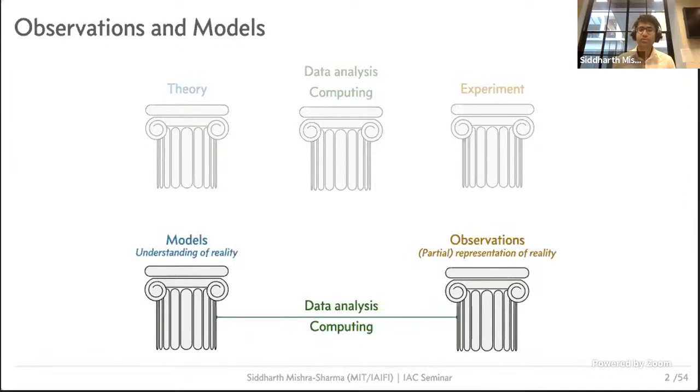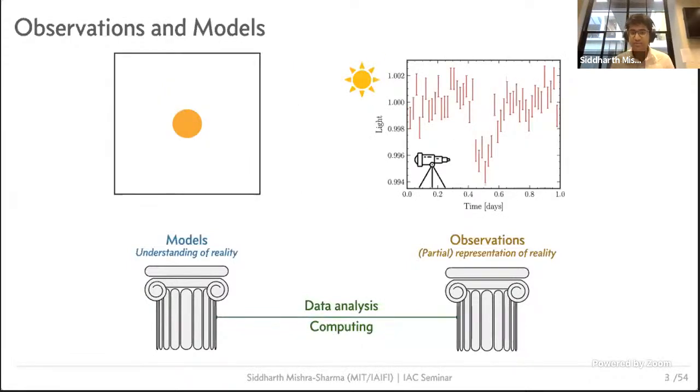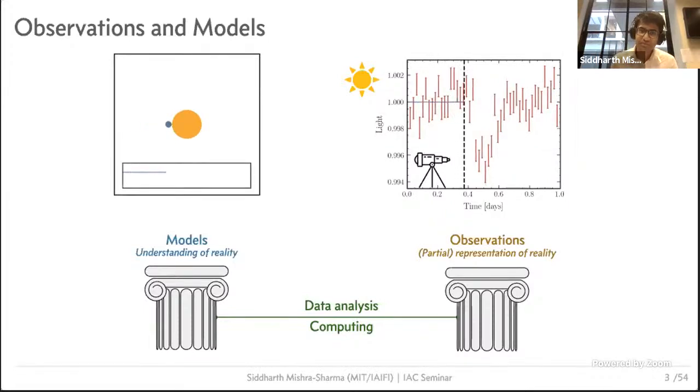But in this case, I'll focus more on how these methods can enable a completely different way to define our physical models. As an example, just to motivate observations and models, an observation could be, on the right here, the amount of light coming from a star as a function of time. You see this little dip right in the middle here. The model that we build for this could be a planet transiting in front of the star, blocking out some amount of light and giving us this dip. Connecting this model with observations can tell us something about the properties of the planet, like its radius and its mass.